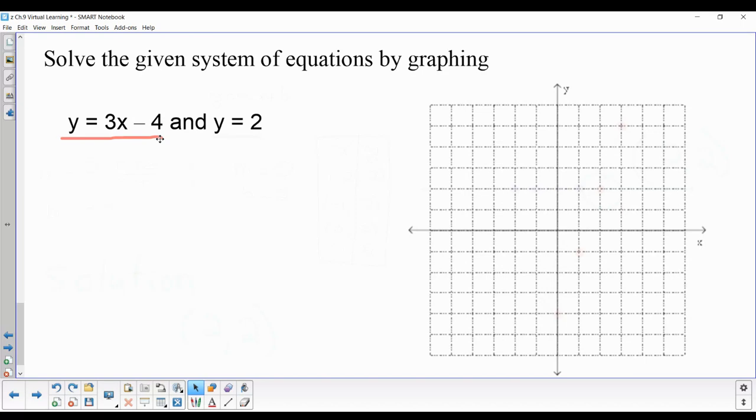I'm going to make the y equals 3x minus 4 my red equation. I'm going to color code things so it's easier to follow along. So for y equals 3x minus 4, the slope is 3. I'm going to write it as 3 over 1. And your y-intercept is negative 4.